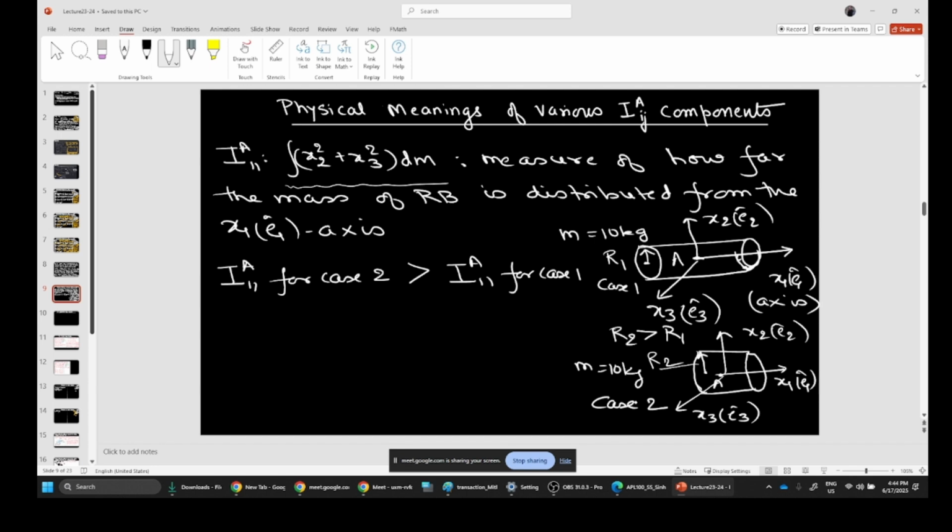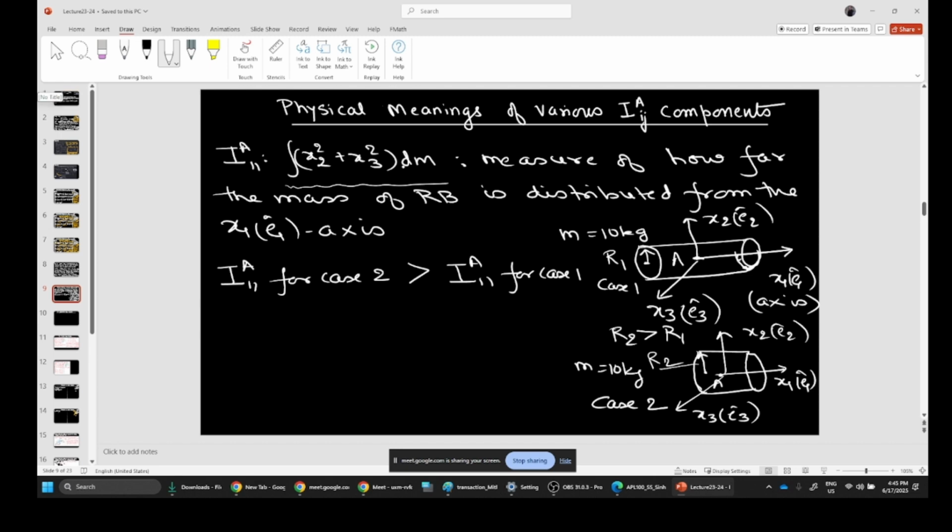You take the same amount of mass, you make a cylinder with smaller radius and longer length, then tomorrow you use the same amount of mass, same material, same shape, still a cylinder, but you make the radius larger and naturally the length will become shorter. And then you calculate IA11 for the two cylinders that you have created. IA11 for case 2 will be more than IA11 for case 1.